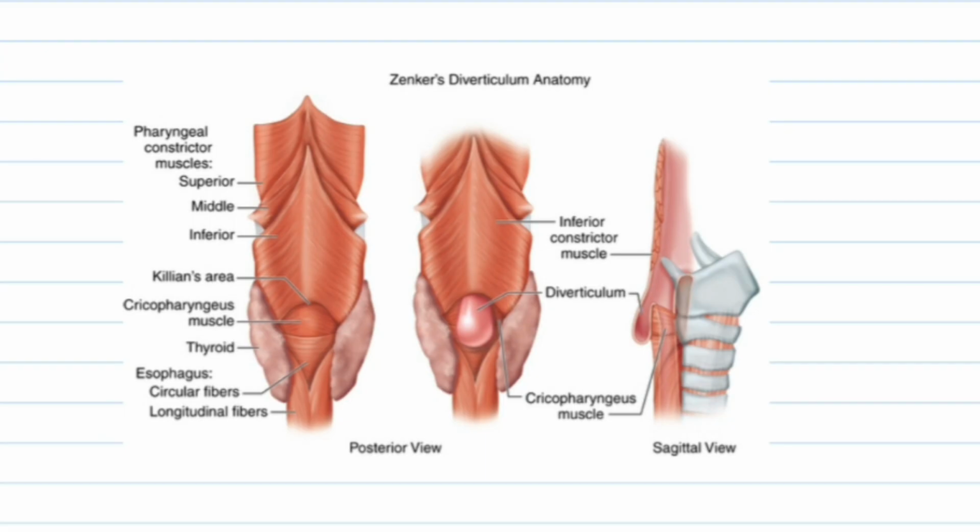Zenker's diverticulum is an outpouching that occurs at the junction of the lower part of the throat and the upper portion of the esophagus. The pouch forms because the muscle that divides the throat from the esophagus, the cricopharyngeal muscle, fails to relax during swallowing. This forms a diverticulum, Zenker's diverticulum, like Meckel's diverticulum, which is present in the GIT. Zenker's diverticulum is the most common type of esophageal diverticulum.